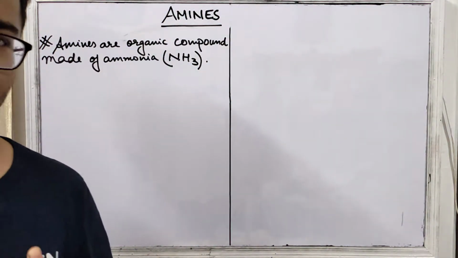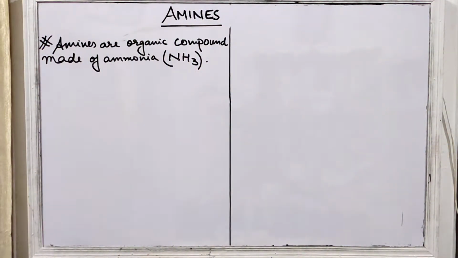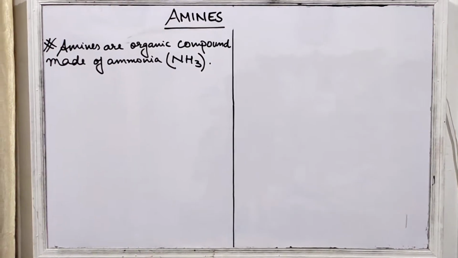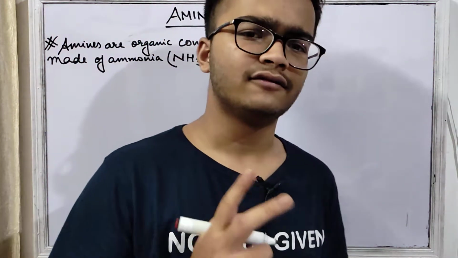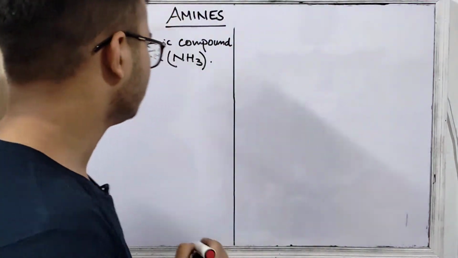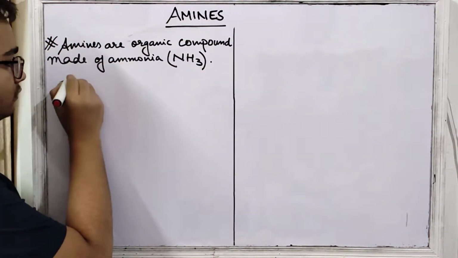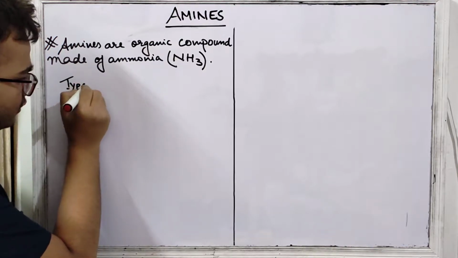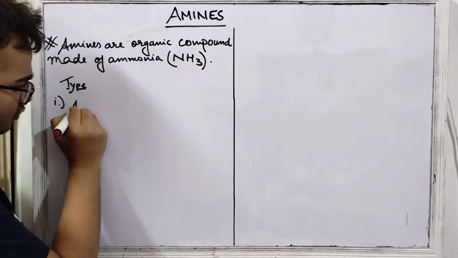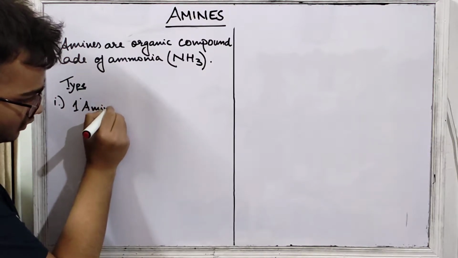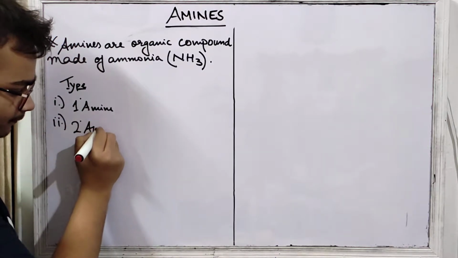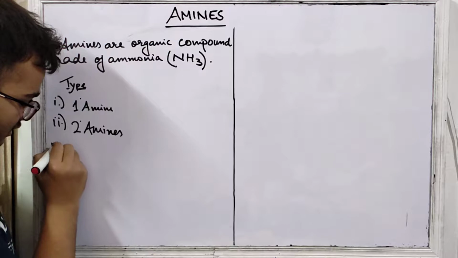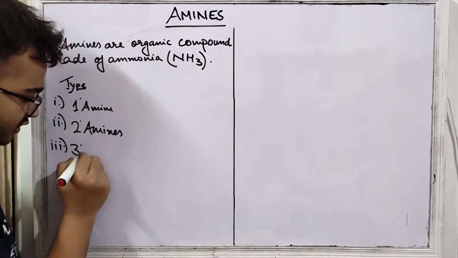Okay, so let's now classify amines in various categories. If you have to classify amines, we have 1 degree amines, 2 degree amines, and 3 degree amines. So let's give the heading: types. Under the types we have 1 degree amine, which you can also call primary amine. Second, we have 2 degree amines. And at last, third, we have 3 degree amines.